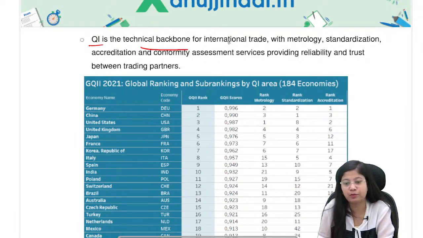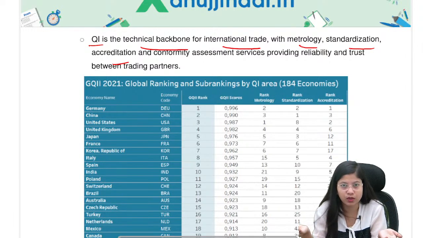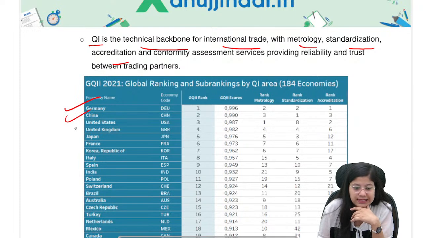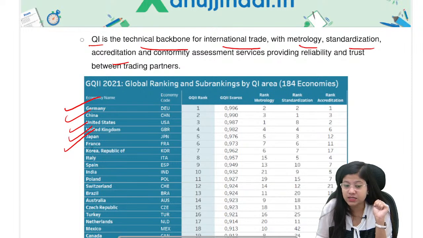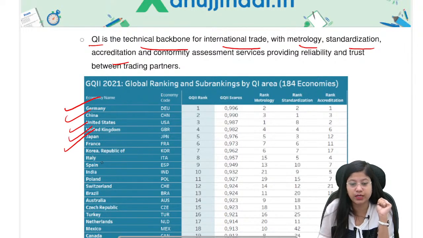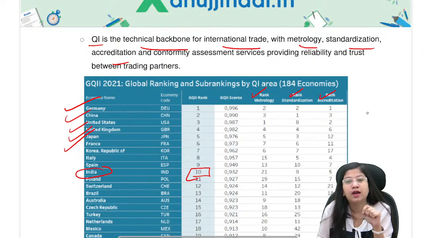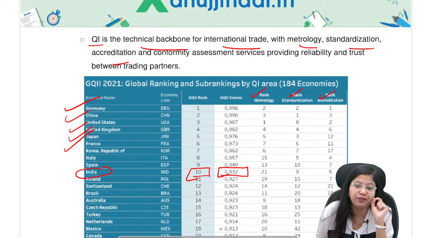Quality infrastructure is the backbone of international trade, because metrology, standardization and accreditation are important. If any product is not of quality, then why would any other country purchase it, right? Now Germany is first, China is second, then US third, UK fourth, Japan fifth, then we have France, Korea, Italy, Spain, and then we have our India at the 10th position. Here we have our rankings in different parameters, which is very important, and the total score is also important. 0.932 is the total score of India.